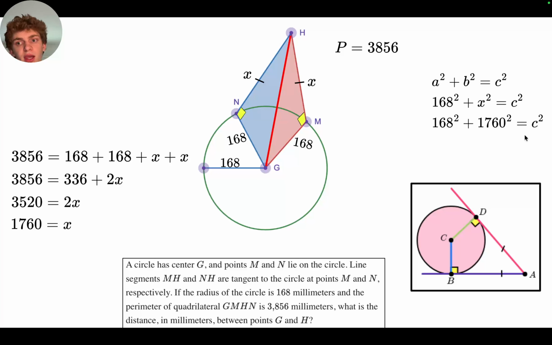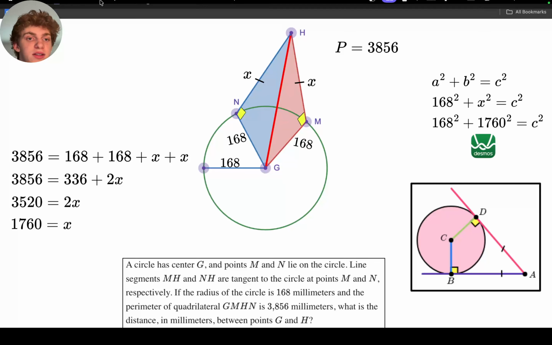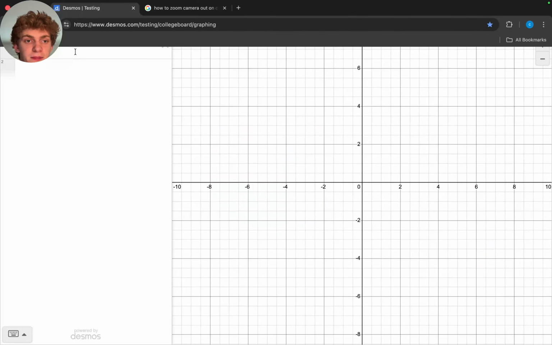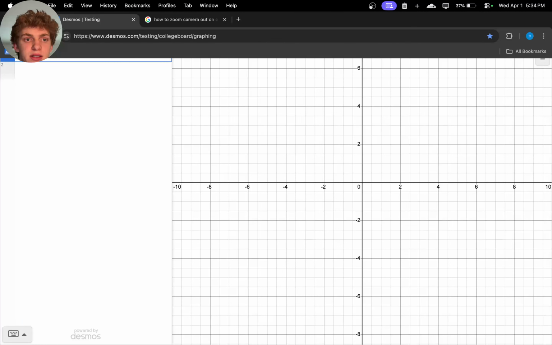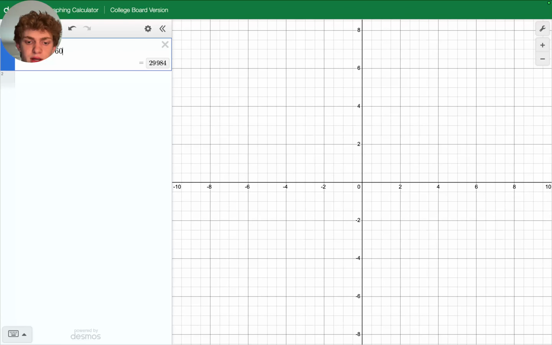Great. Now, a lot of people would square this, and do this. But I would never do that on the SAT. I would head straight over to Desmos and solve this. So let's take a look at this. We have 168 squared plus 1760 squared is equal to c squared.